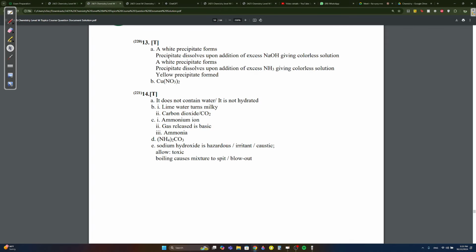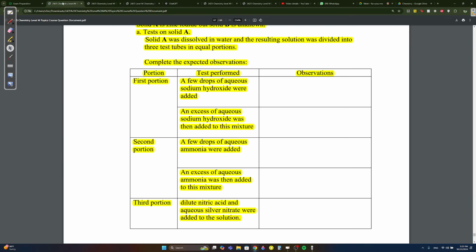White precipitate is formed that dissolves in excess. You have to say giving colorless solution. Say giving colorless solution. And yellow precipitate is formed.